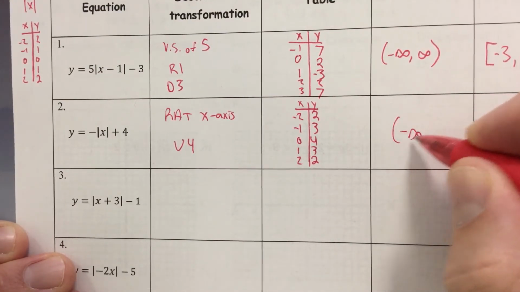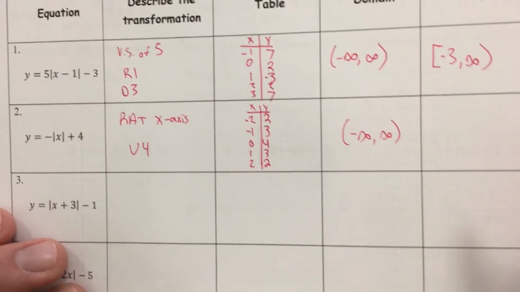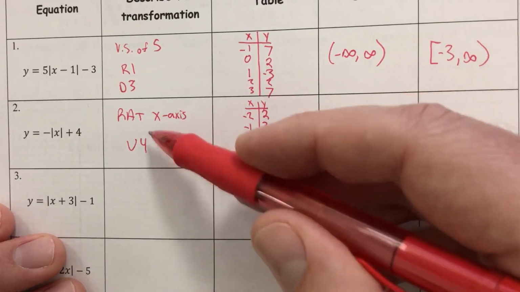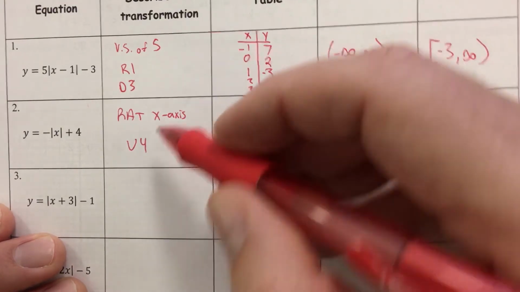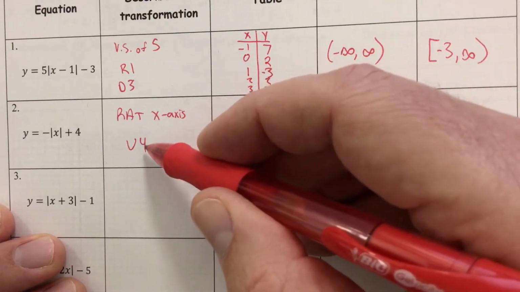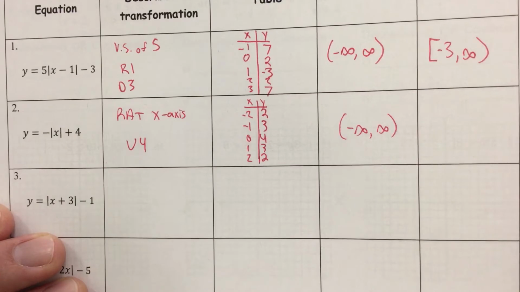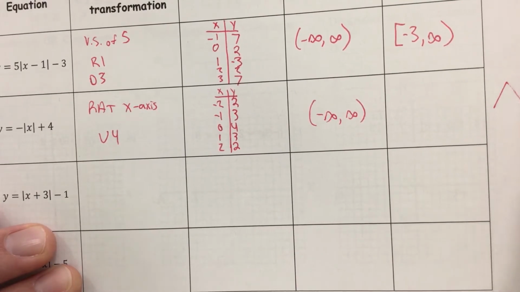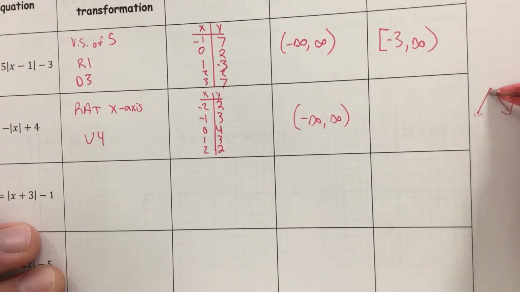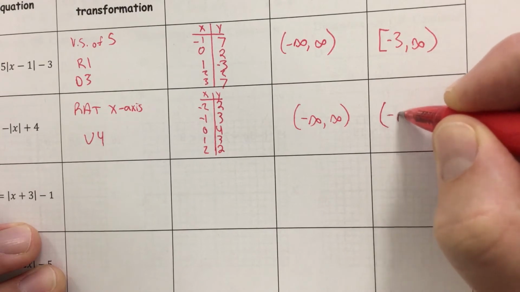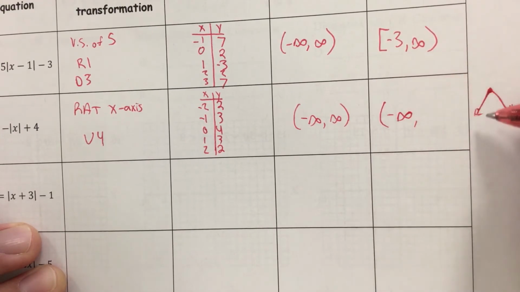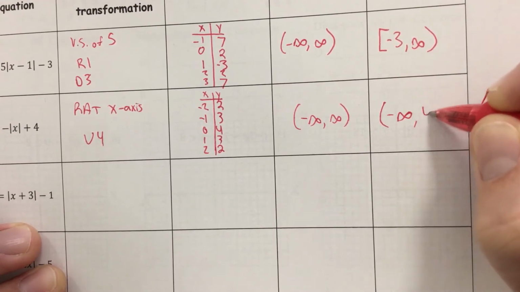Domain, -infinity to infinity. Now range. Okay, so both of these affected our y, so our range is going to be different than 0 to infinity. So what we did is we reflected across the x and moved it up 4 in that order. So our graph is going to look like this. It's going down, and not only is it going down, but it's shifted up 4 units. So this one's going to be -infinity because it's going down, and the furthest it goes is up to +4 because we moved it up 4.